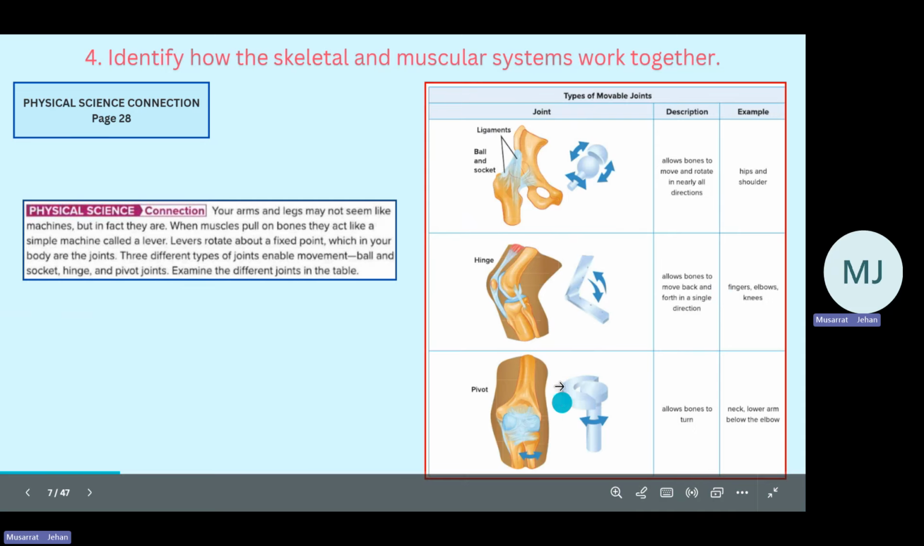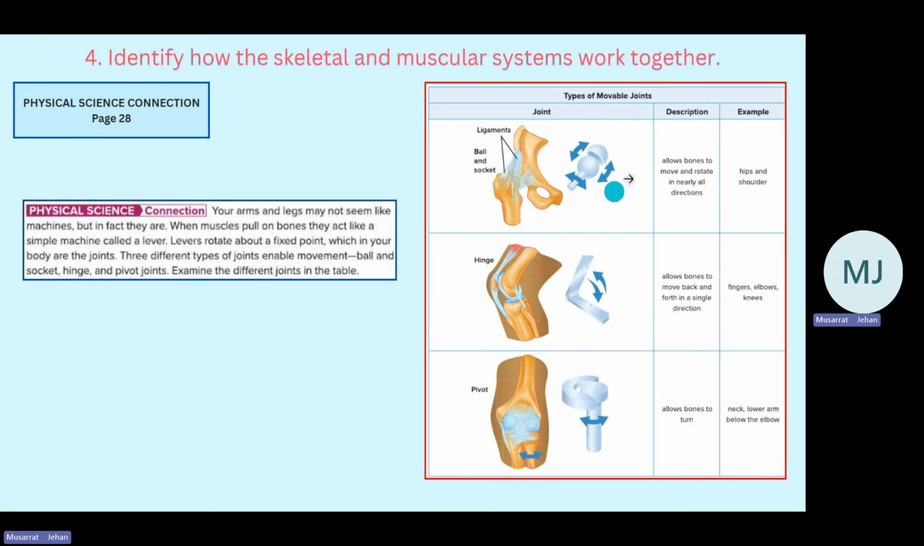Then third type of joint is a pivot joint. Pivot joint allows bones to turn. They rotate around a point. Like for example, you can find this type of joint in your neck. You can rotate your neck, and the lower arm below the elbow is the example. So please go through the figures, identify the description of the function and the examples.